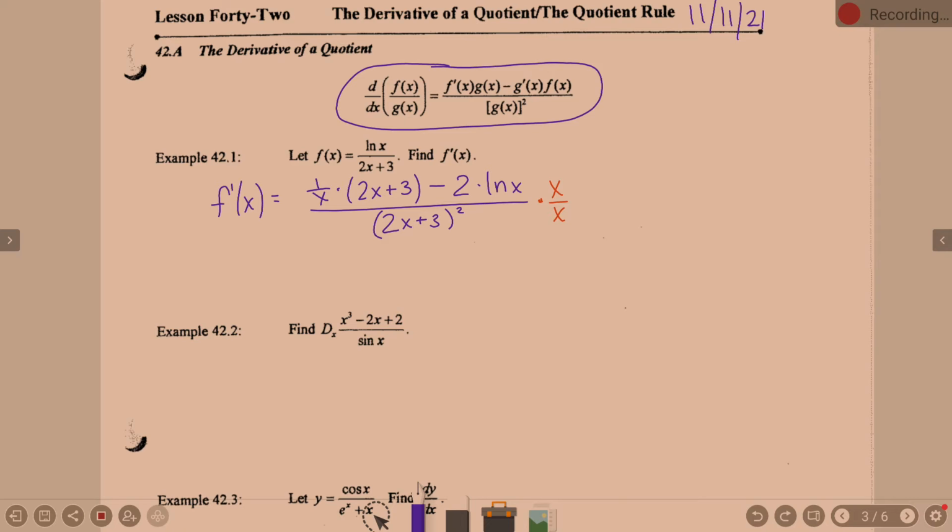Now when we multiply by x, first of all, we have 1 over x times 2x plus 3. The x and 1 over x will cancel, and you're just going to be left with 2x plus 3, minus 2 times ln x, which is 2 ln x, times an x, which is 2x ln x, and then just leave it as 2x plus 3 quantity squared in the denominator.